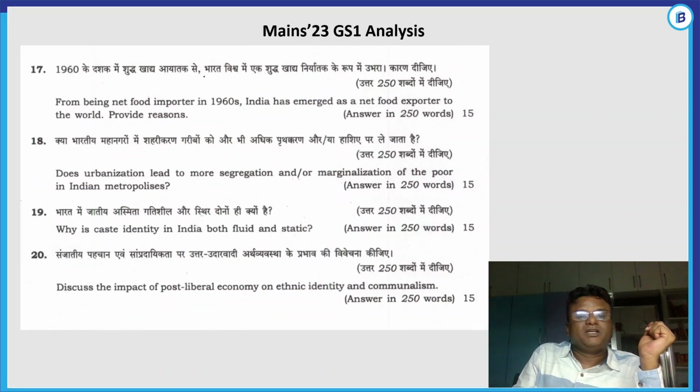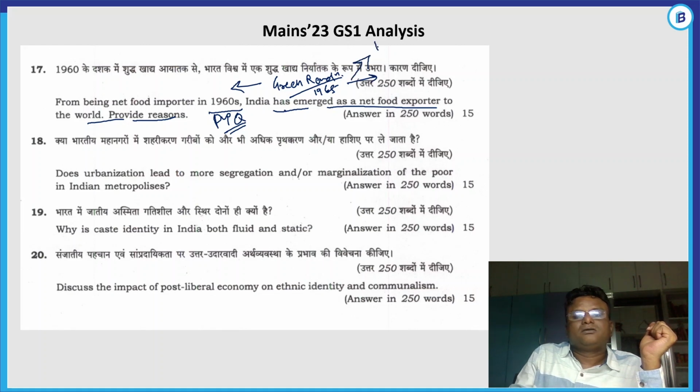Next: from being a net food importer in the 1960s, India has emerged as a net food exporter in the world. Provide reasons. Again, PYQ, because a lot of questions on PYQs, although not directly like this, but this is basically the green revolution. The period before that, the period after that, what happened in this period? High yielding seeds or crops, technological changes, mechanization of farming, finance availability, soil research. You can bring a lot of aspects.